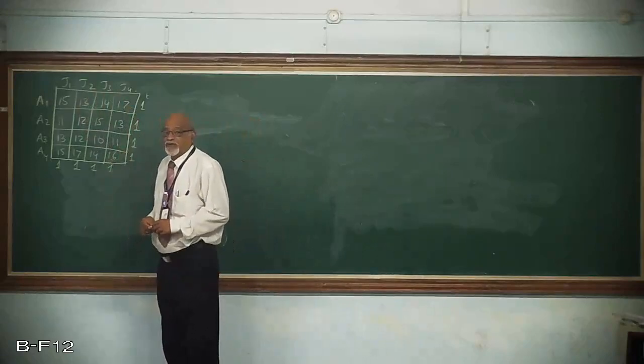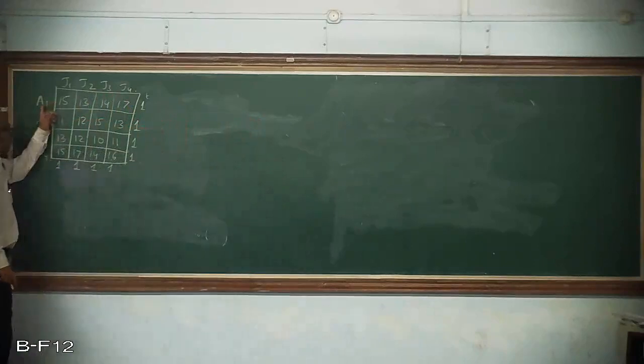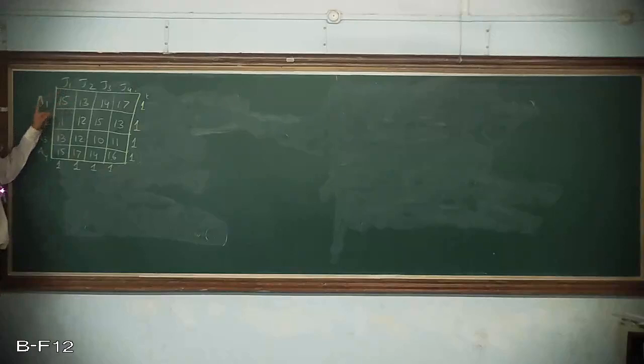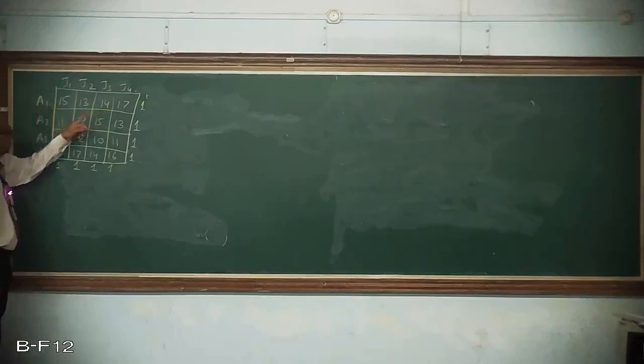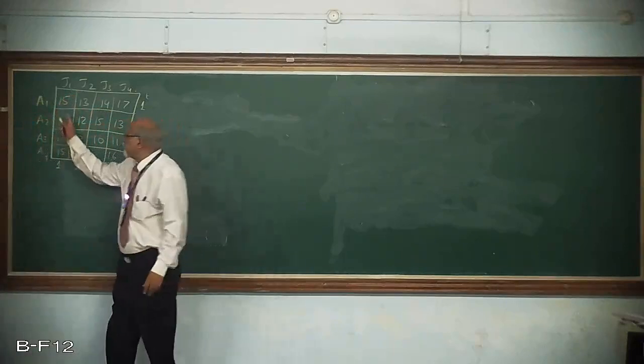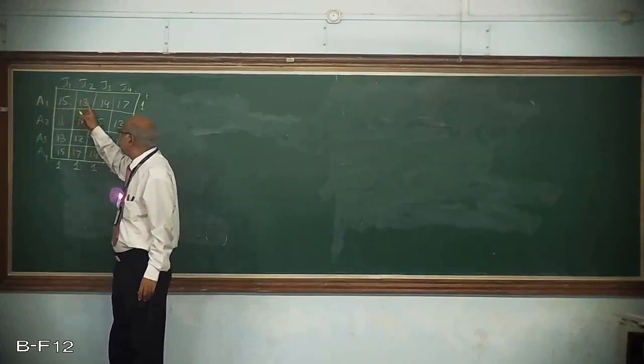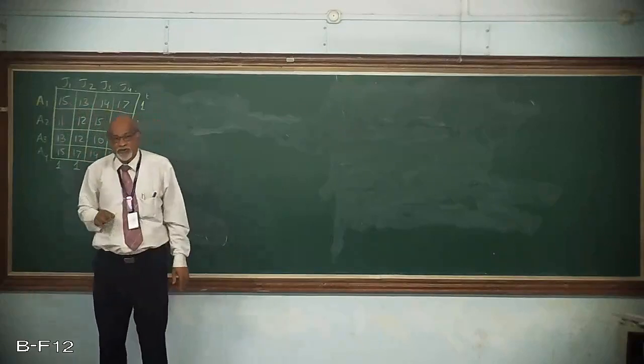Say for example, if I assign job 1 to A1, it costs 15 rupees. J2 to A1, 13 rupees. J3 to A1, 14. J4 to A1, 17. Similarly for J1 to A2, A3, whatever it is. Or you can say that he is going to take so much time, 14 or 15 minutes, or 13 hours, 14 hours, whatever you can think about.